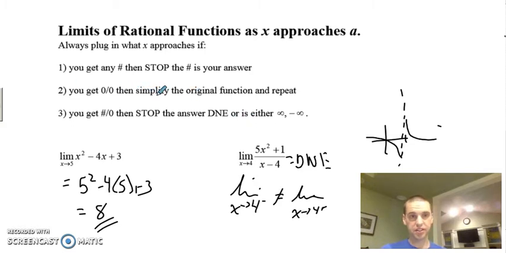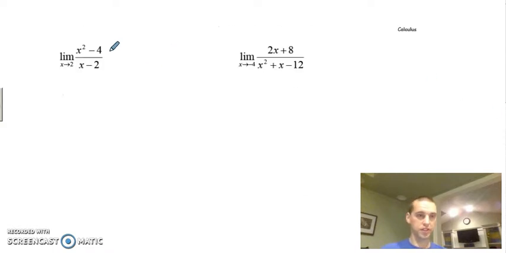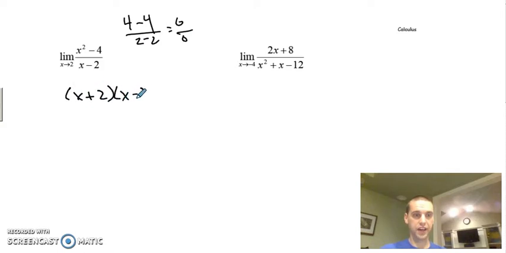If you get 0 over 0, you need to simplify. So, example here, if I plugged in 2, I'm going to get 0 over 0. I'm going to get 4 minus 4 over 2 minus 2, 0 over 0. So what do I need to do? I need to factor it out.